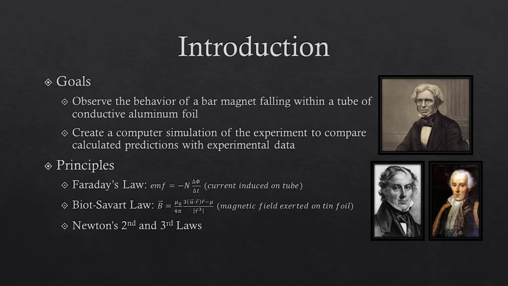We're then going to be creating a computer simulation of this through GlowScript to see how our experimental data compares with a simulation. The major principles in this are Faraday's law, which helps us find the current induced on the tube by the falling magnet. We have the Biot-Savart law again, which is going to help us with the magnetic field that's exerted on the tinfoil. And then Newton's second and third laws, which are going to help us look at the forces later on and make some pretty interesting conclusions about this.